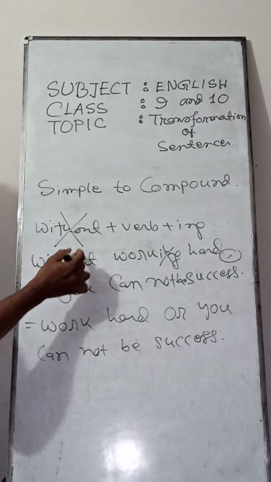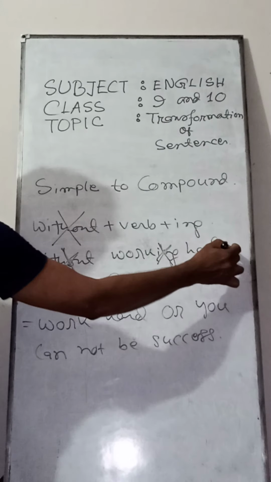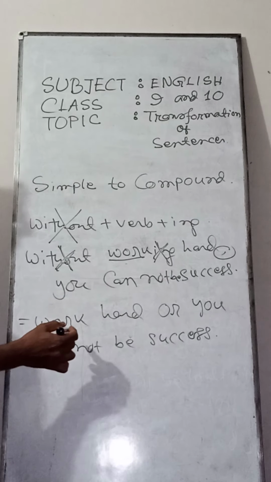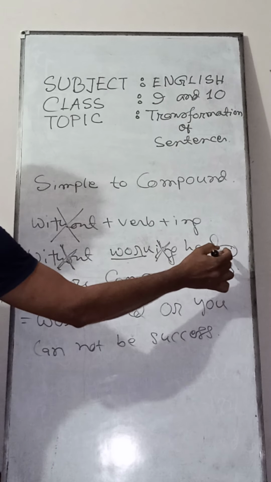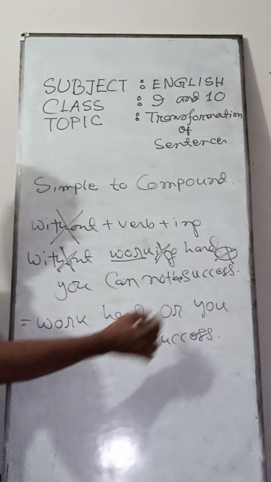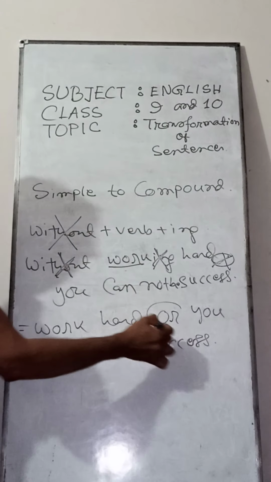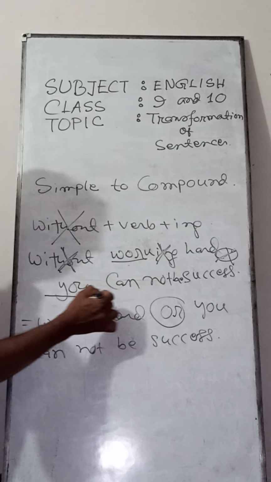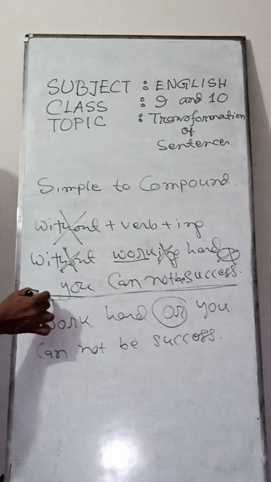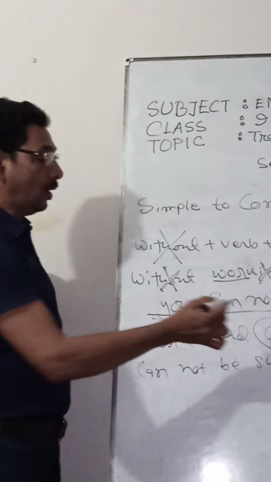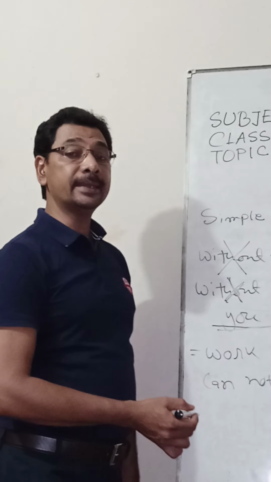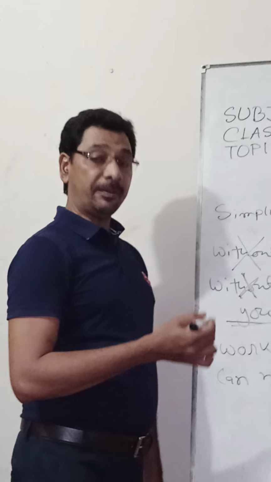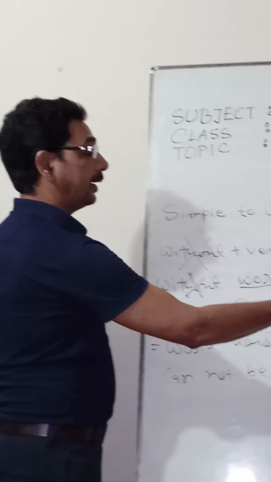Now you have to withdraw "without," "ing" and the comma. And now you have to write: work hard, and you have to withdraw the comma and add "or." If you find the negative sentence in the second structure, then you have to add "or." And if you find an affirmative or assertive sentence, then you have to add "and" here.